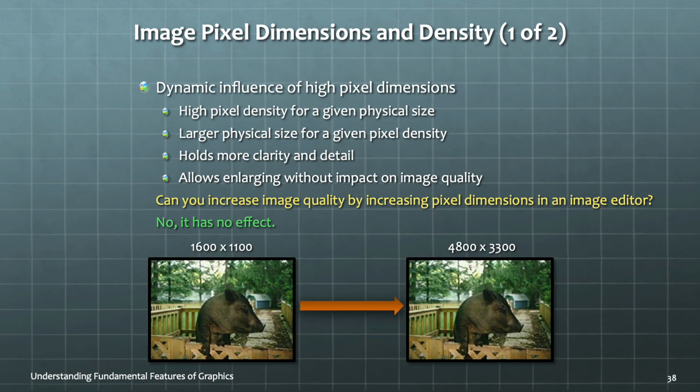You can see the result here in these two pictures. I increased the pixel dimensions threefold in the picture on the right in Photoshop, but there's no effect. They're still both a little bit grainy. There's no improvement. As I just said, you need to rescan the image or retake the photograph with higher pixel dimensions.